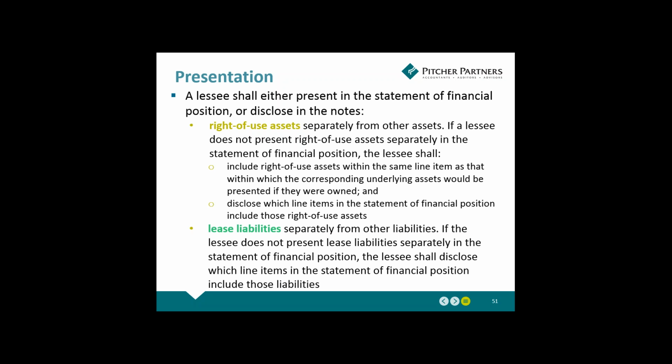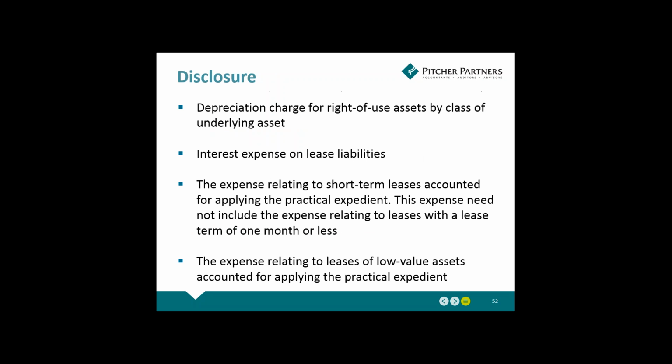And the lease liability, again, you disclose separate from other liabilities. And if you do not present it separately in the statement of financial position, you will disclose where you included it. Which line item did you put it within in the statement of financial position? So if you've included it with another specific borrowing or liabilities, you have to clearly disclose where it's included.